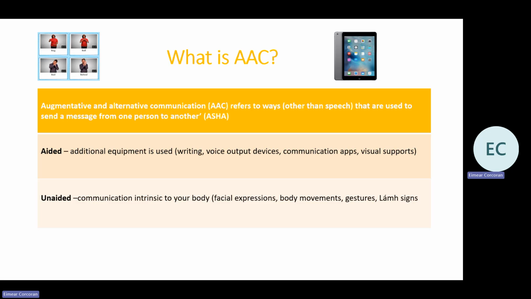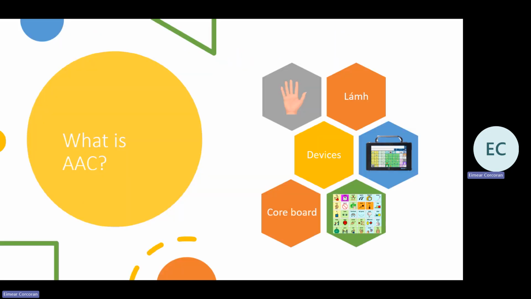AAC can be broken down into two categories, aided and unaided. Aided is when we use additional equipment like writing, a voice output device, an app, or a visual support, whereas unaided refers to the communication intrinsic to your body, so your facial expressions, body movements, gestures, or Lámh signs. The modes of AAC that the child uses depend on the child's communication preferences and needs.